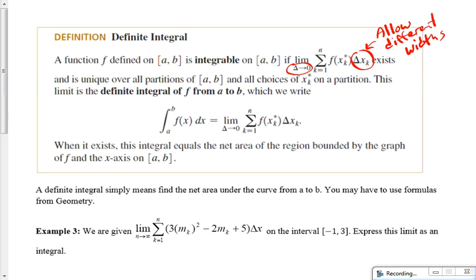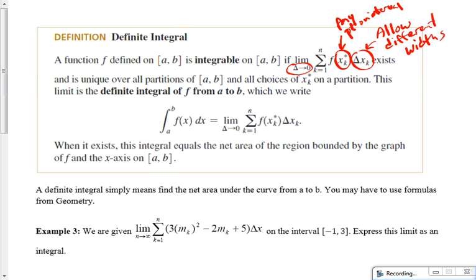Not all of your rectangles need to be the same width. But whatever their widths are, if you let their widths approach 0, they're all going to end up being the same, right? Okay? And they do the same thing with this x sub k with an asterisk by it. What they're saying, we did a right Riemann sum, they're doing any point on the interval.